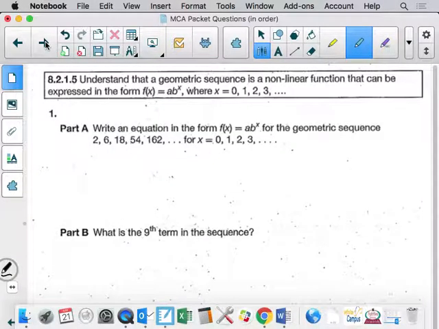Our last benchmark for today, 8215: understand that a geometric sequence is a nonlinear function that can be expressed in the form f of x equals ab to the power of x. So geometric sequences, where x equals 0, 1, 2, 3, and so on. All right, so f of x equals ab to the power of x. So that x is an exponent.